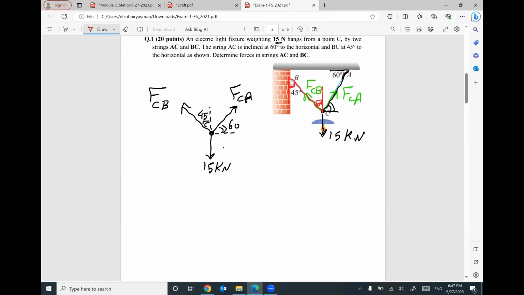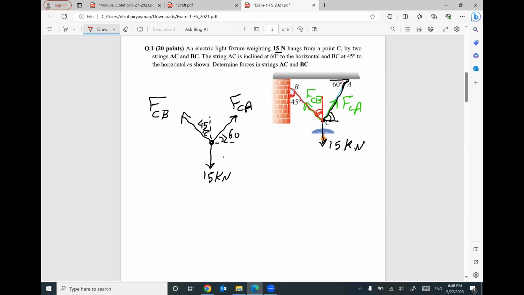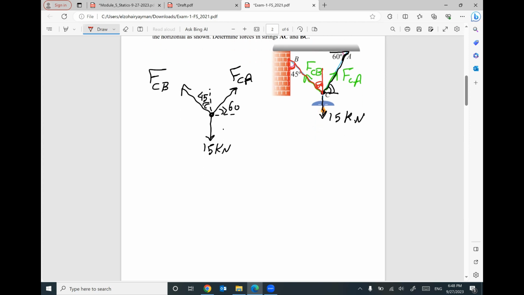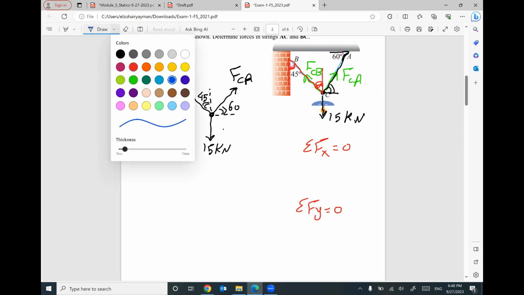So this system of loading is in equilibrium. Electric light fixture is in equilibrium. We need to figure out the forces FCA and FCB since we have 2D dimension problem. I will apply summation f of x equals 0 and the summation f of y equals 0. To do this, I have to break each force to 2 components.